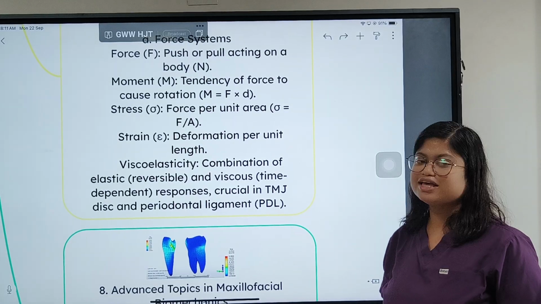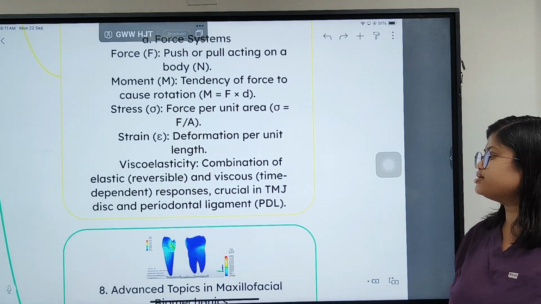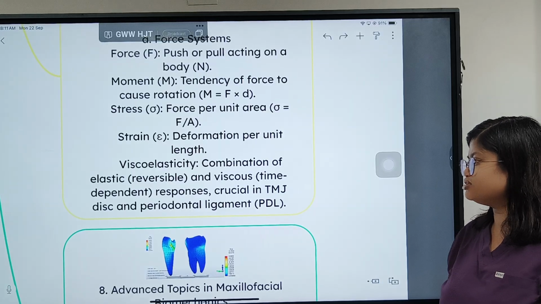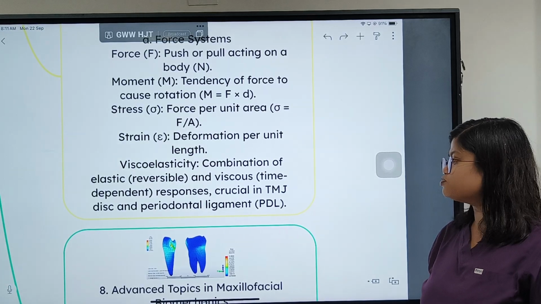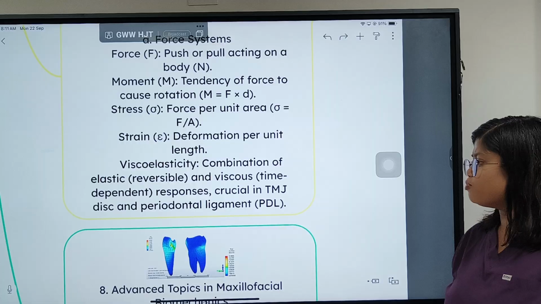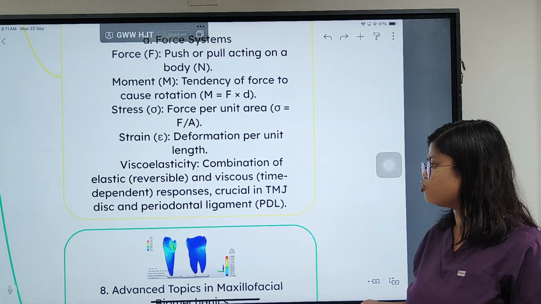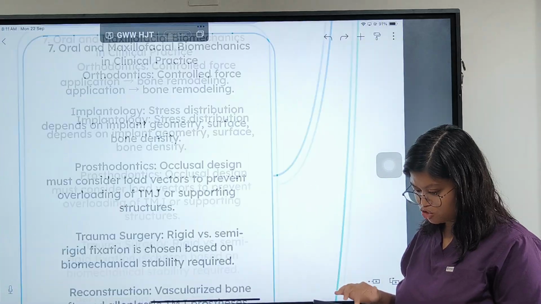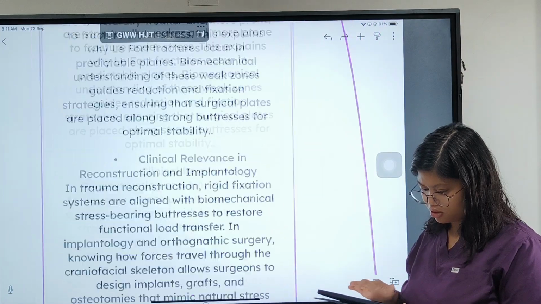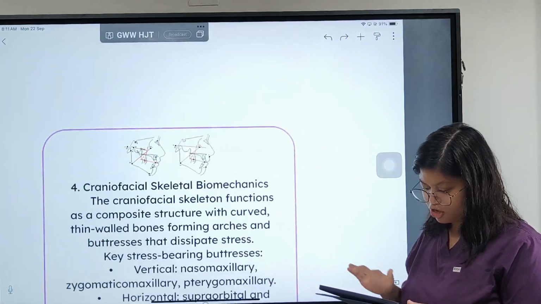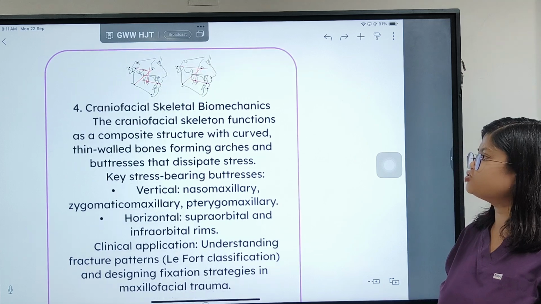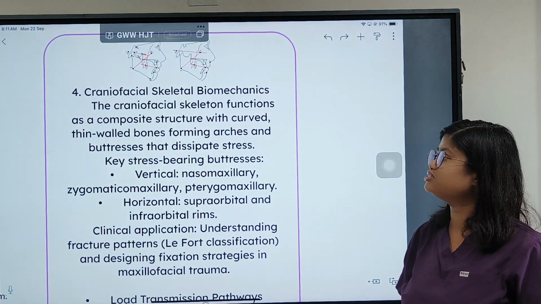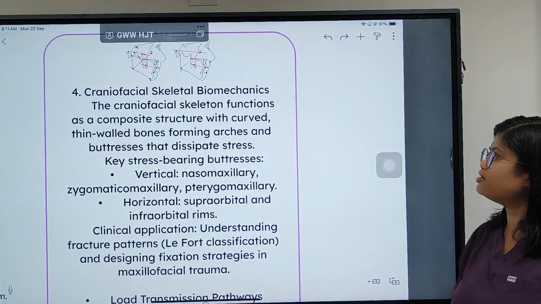Also coming into play is viscoelasticity, the combination of elastic and viscous, that is, time-dependent responses, crucial in temporomandibular joint disc management and periodontal ligament management surgeries. Coming to the next topic, that is craniofacial skeleton biomechanics, specifically how the craniofacial system works under the biomechanical principles.